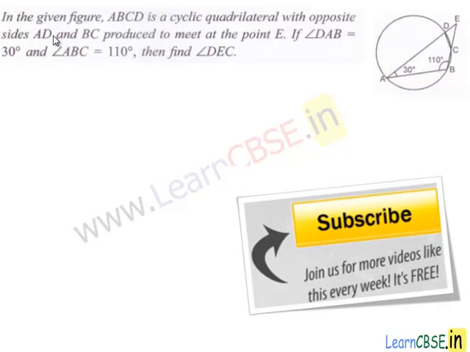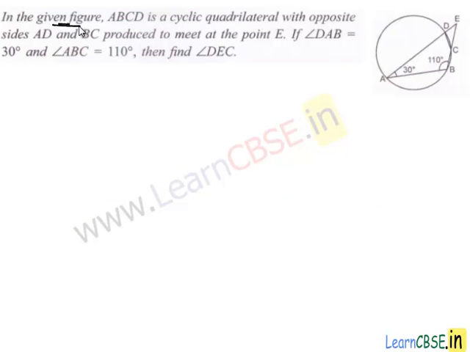Let's move to the next question. In this question, we are given a figure. In the adjoining figure, we have ABCD, a cyclic quadrilateral with opposite sides AD and BC. These two sides are produced and they meet at a point E.